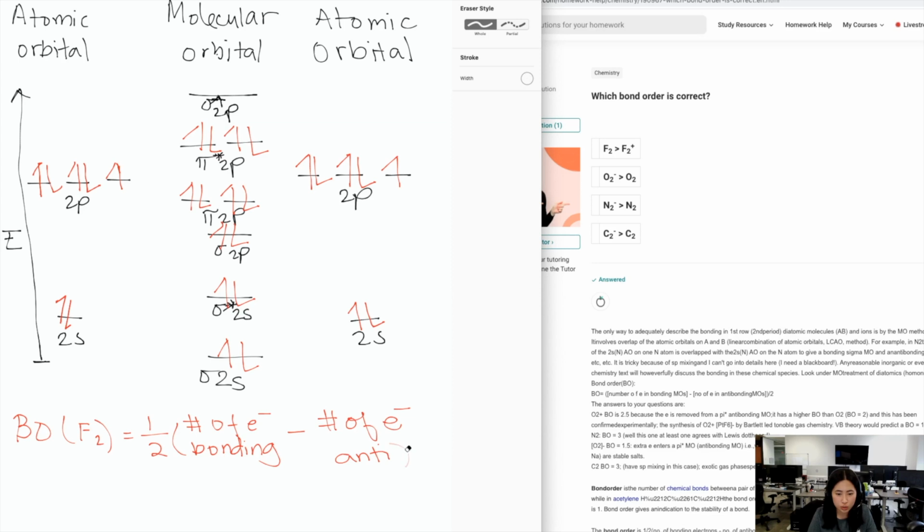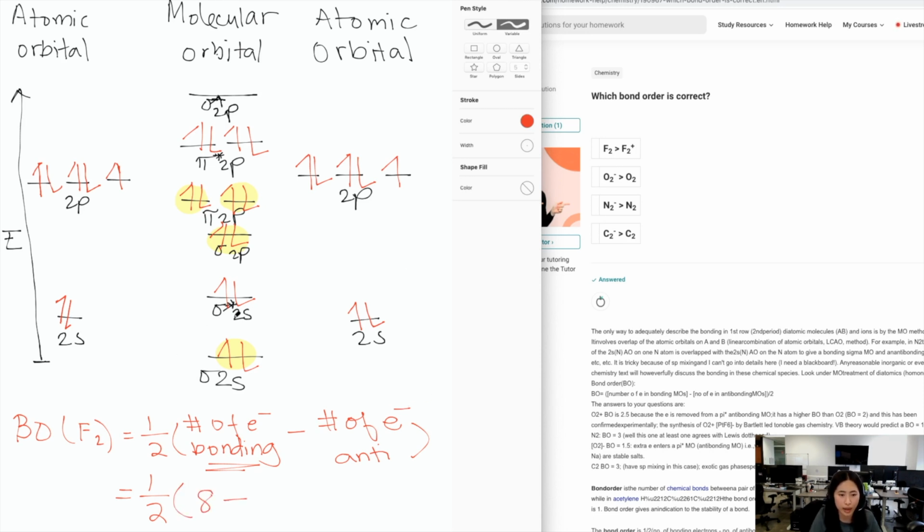Okay, so we're just going to do a head count. So we have half, right? And then if you look at bonding, that means you're counting this. So that's 2, 4, 6, 8, and that's it. So you only have 8 electrons in your bonding orbitals.